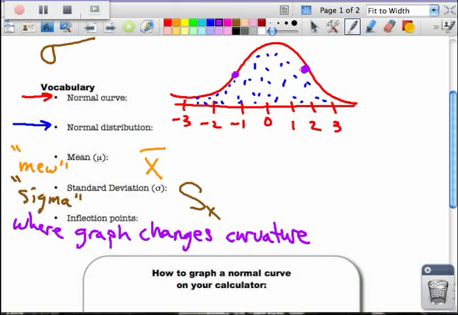And the second thing is that they occur at plus or minus 1 standard deviation. So if you're looking for where these things are happening, they're happening at the first standard deviation. And because I freehanded my sketch, my inflection points are a little bit off. Questions so far on any of the vocabulary?